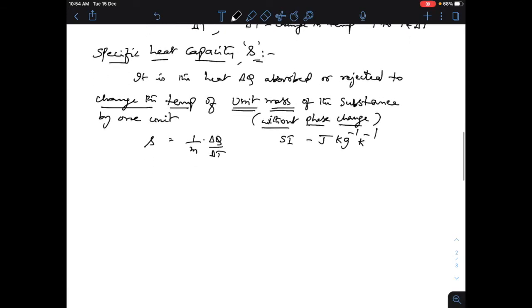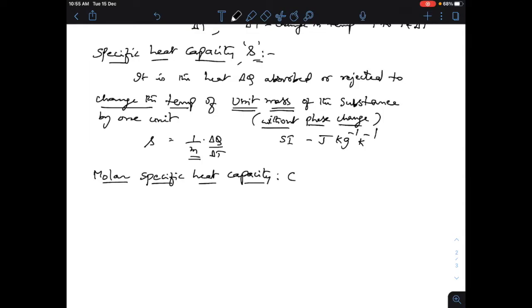Now let us talk about molar specific heat capacity, and I denote this with a letter C. What is molar specific heat capacity? Instead of unit mass, we will now consider 1 mole of a substance.